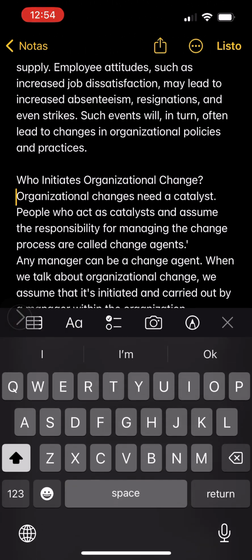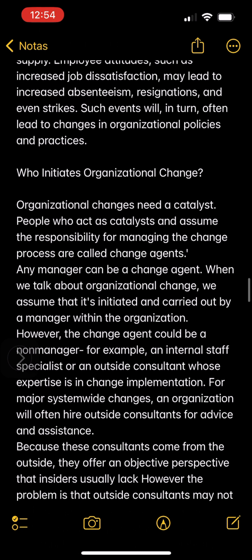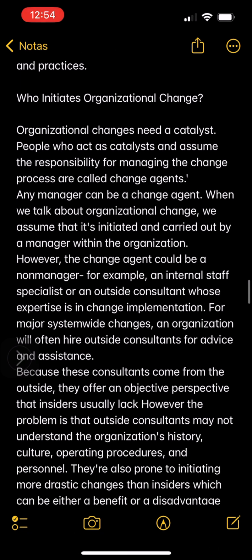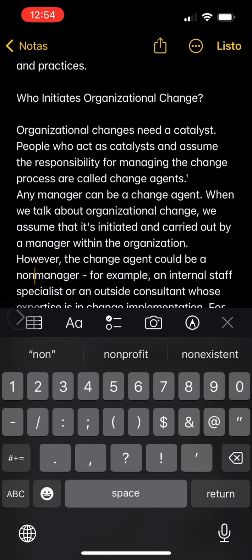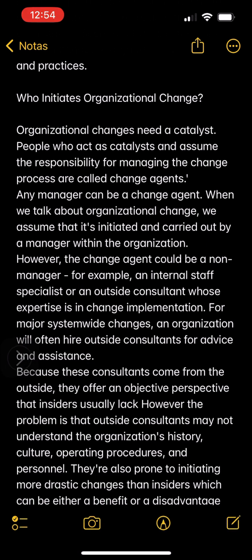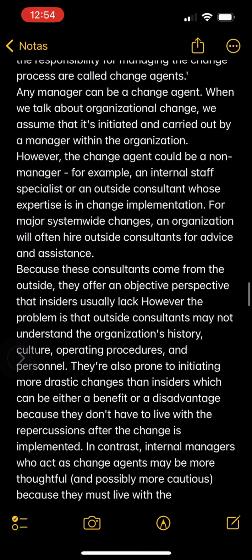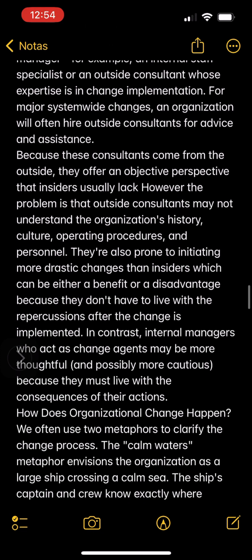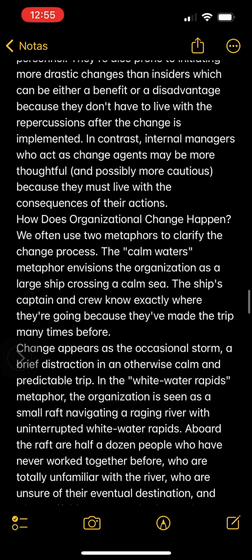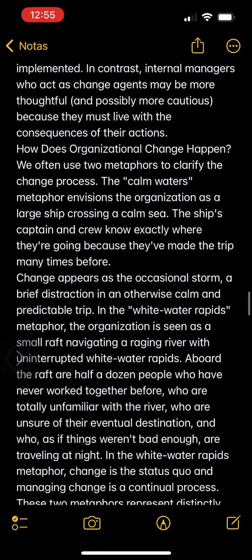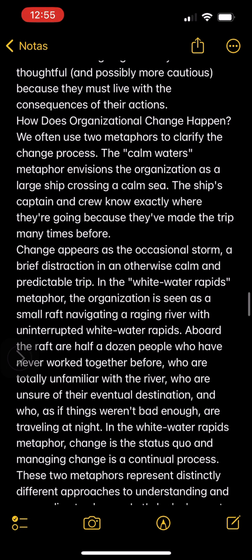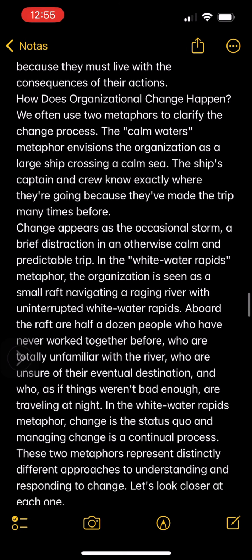Because these consultants come from the outside, they offer an objective perspective that insiders usually lack. However, the problem is that outside consultants may not understand the organization's history, culture, operating procedures, and personnel. They are also prone to initiating more drastic changes than insiders, which can be either a benefit or a disadvantage because they don't have to live with the repercussions after the change is implemented. In contrast, internal managers who act as change agents may be more thoughtful and possibly more cautious because they must live with the consequences of their actions.